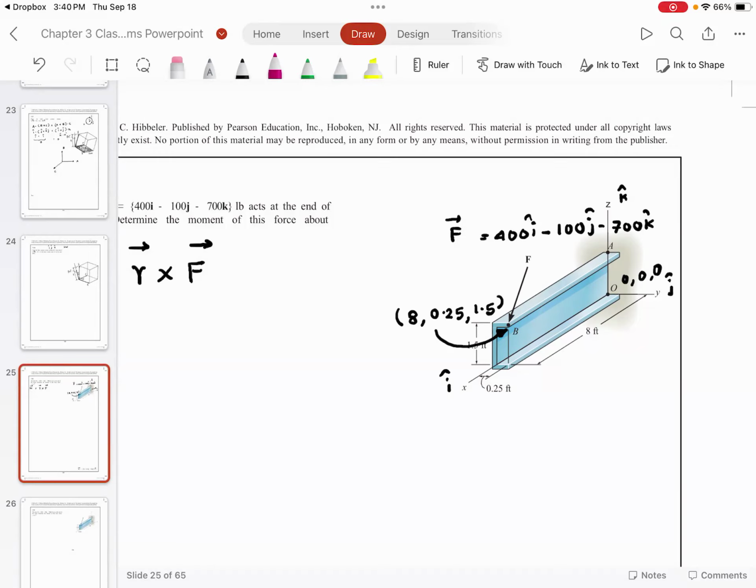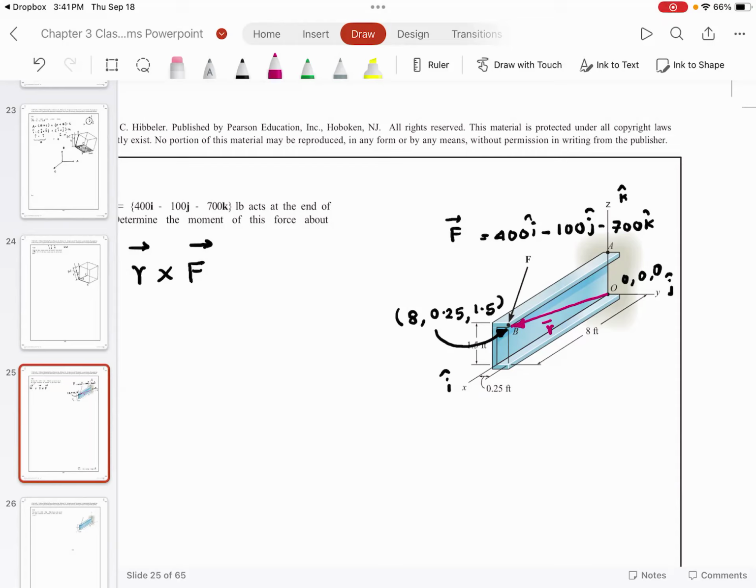Do you agree? So if I were to write down, and it is extremely important, whenever you have your position vector, this is the value of r. The position vector should start where you are taking the moment, and it should end at the location of the force. The position vector should start here and end here. You agree with me? What it means is, how do I go from point O to point B?